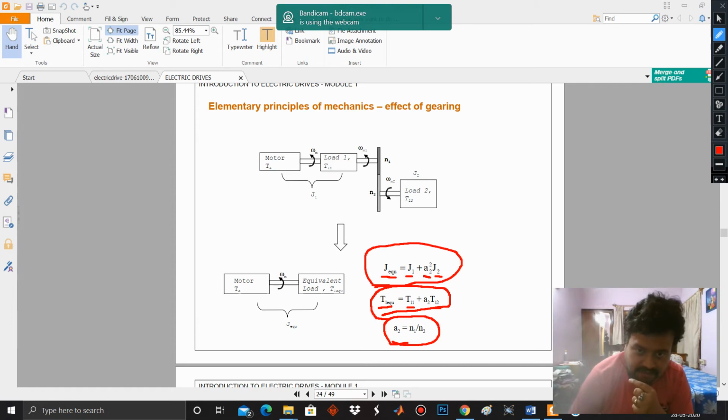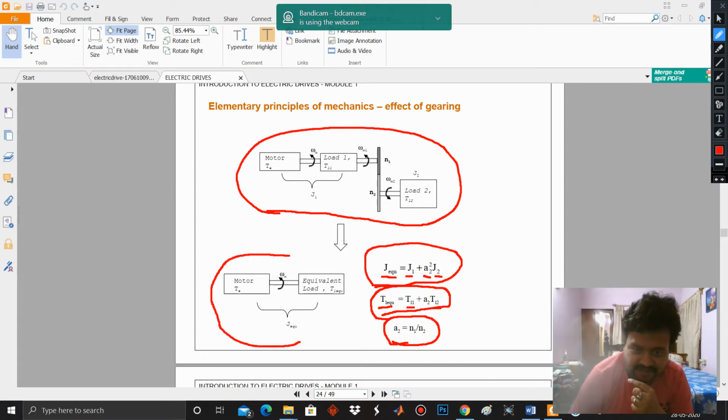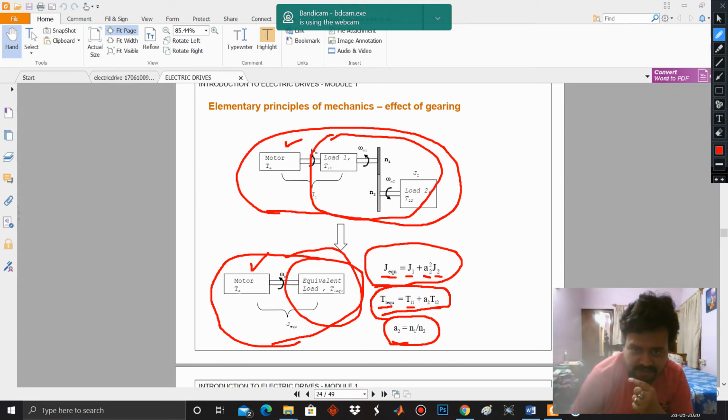And you see, this entire figure is simplified to this figure, where this motor is this motor, and this entire system is simplified into this system. So now, when you have reduced this system, it will make your analysis very easy.